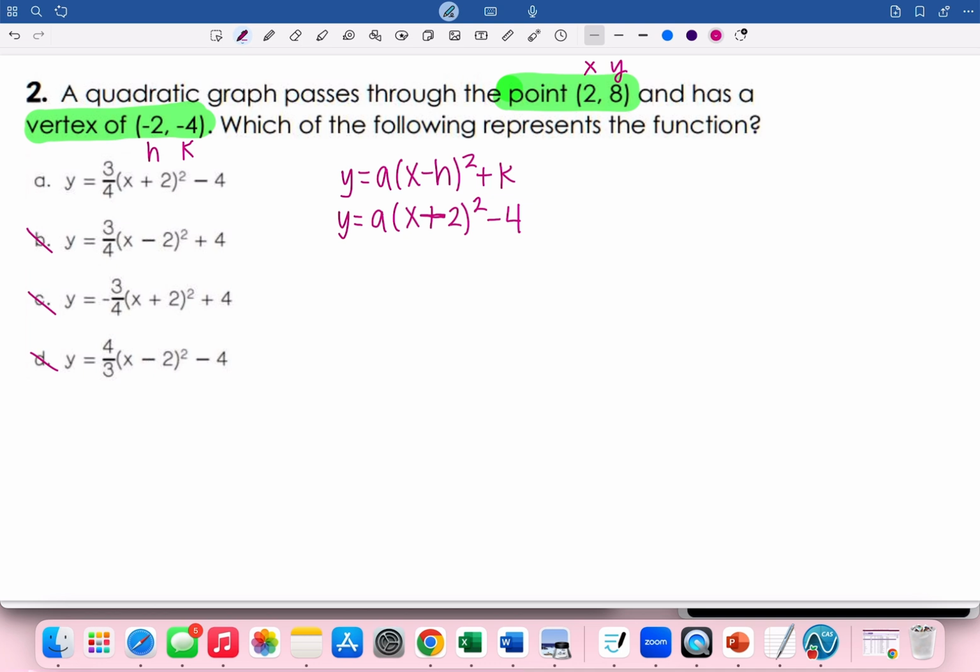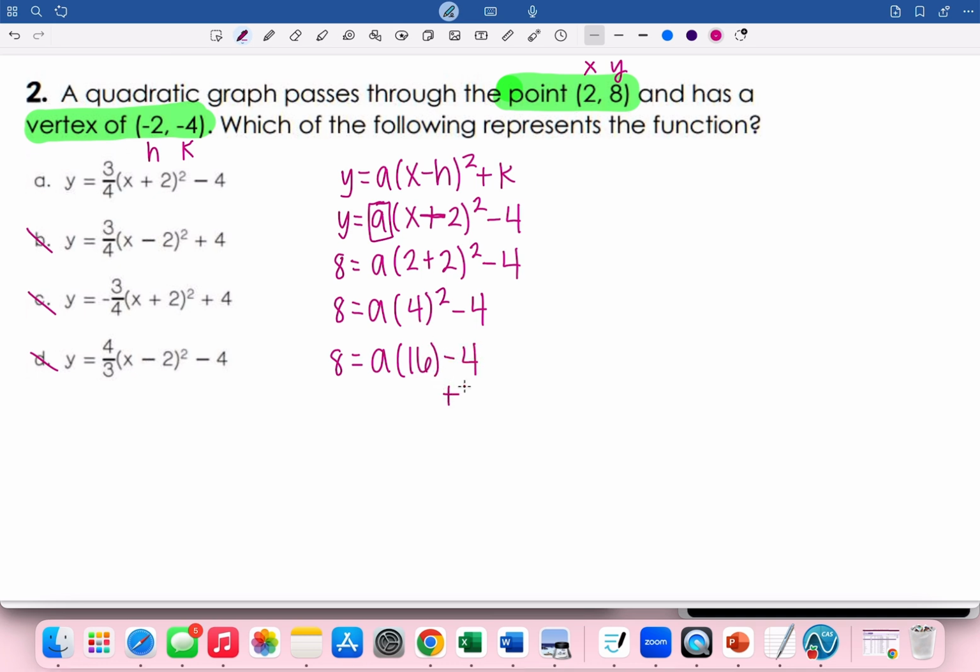So I want to make sure that you understand how to find the value of a. To find the value of a, I'm going to plug in the value of y, which is 8. This equals a times (x, which is 2, plus 2) squared minus 4. Again, guys, our goal is to find the value of a. That is the missing piece. So our next step is to simplify what's inside the parentheses. 2 plus 2 is 4, squared, minus 4. Next step is to simplify the exponent. So 4 squared gives us 16.